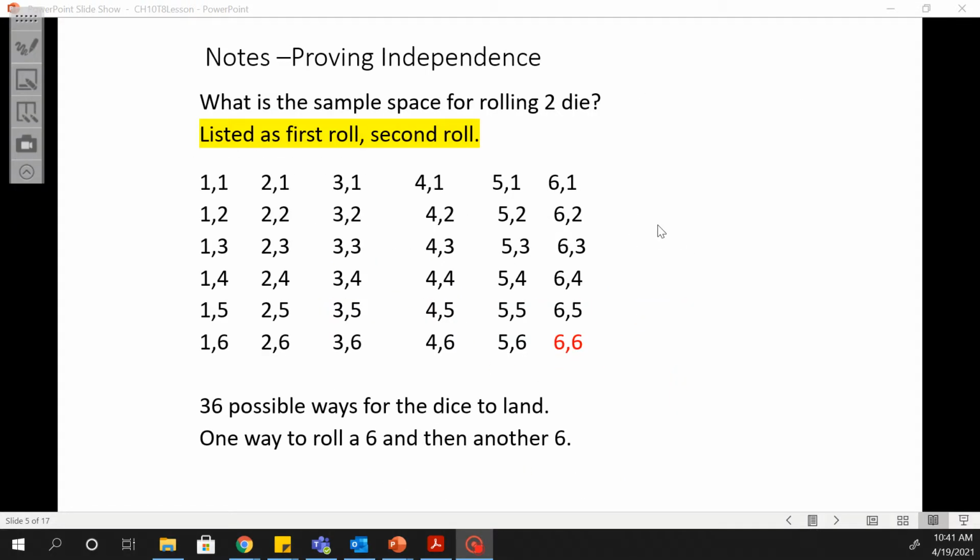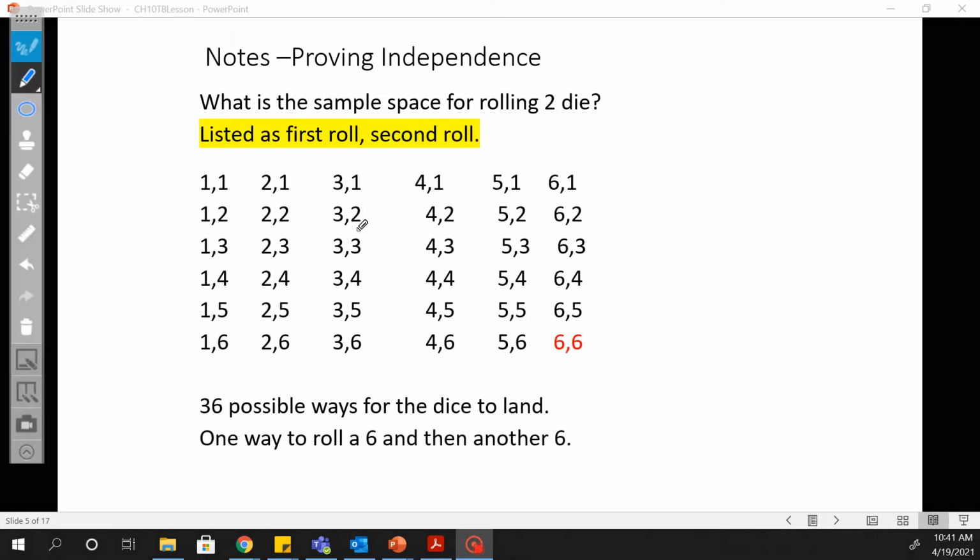Now let's say that we wanted to prove that they were indeed independent. Okay, so to prove that they are independent, we would first have to look at what is the actual probability of rolling the first die a 6 and the second die a 6. So first we list out the sample space of rolling 2 dice. Okay, these are all the different possibilities where the first roll, comma, second roll. So 1,1; 2,1; 3,1; 4,1; 5,1; 6,1; 1,2; 2,2. So these are all the different possibilities. 36 different possibilities.